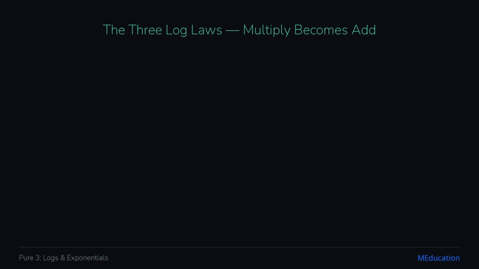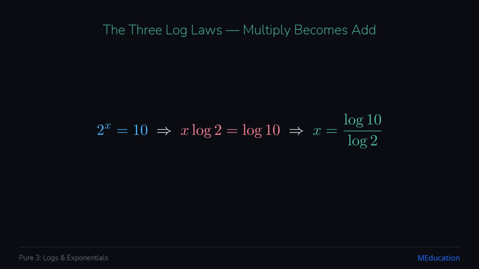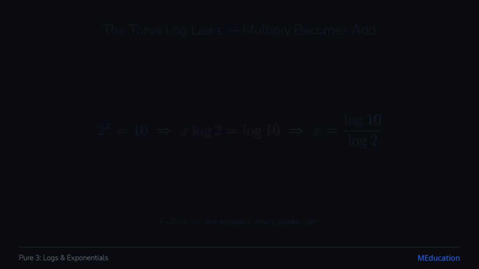Watch the power law rescue our hook. Take logs of both sides of 2 to the x equals 10. The power law drags the x down to the front, and suddenly x equals log 10 over log 2, a number your calculator hands over instantly. The exponent has been pulled down to earth, exactly as promised.